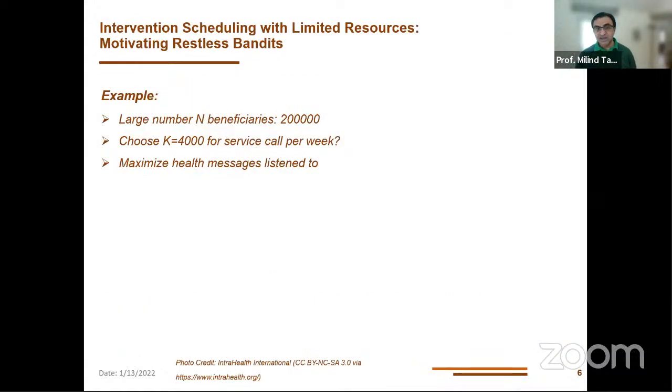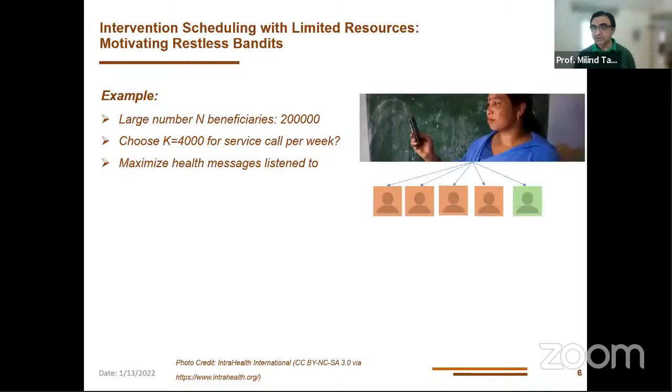So take this example. We have a large number of beneficiaries in this program, supposing 200,000 are enrolled. And we can only make 4,000 service calls per week from the call center to improve retention, to improve the mothers listening to these health messages. Which 4,000 should we choose? So here's a motivating example.